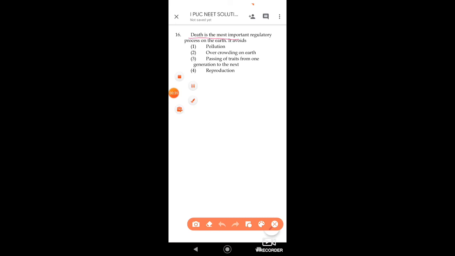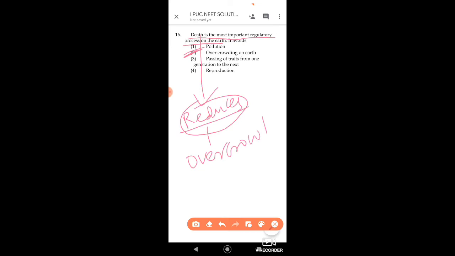The 16th question we have here is: death is the most important regulatory process on the earth. It avoids pollution, overcrowding on earth, passing of traits from one generation to the next, and the 4th is reproduction. So the statement given in the question is definitely correct. Death is the most important regulatory process on earth. Why? Because death reduces the number of individuals in a population. When the number of individuals is reduced, it avoids the overcrowding caused by continuous reproduction. Here overcrowding is avoided.